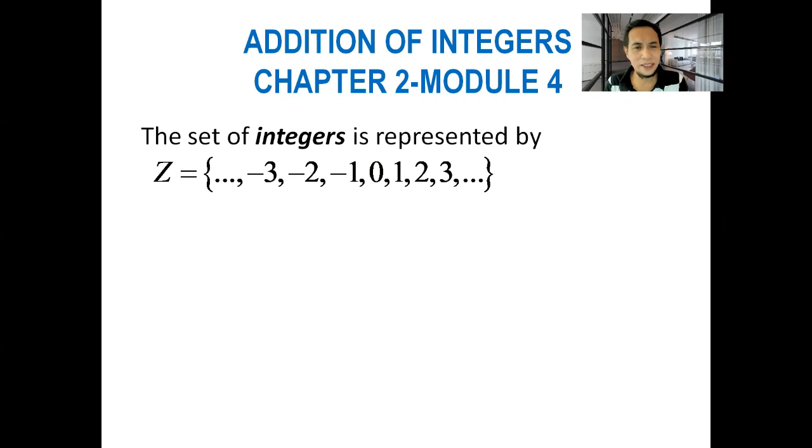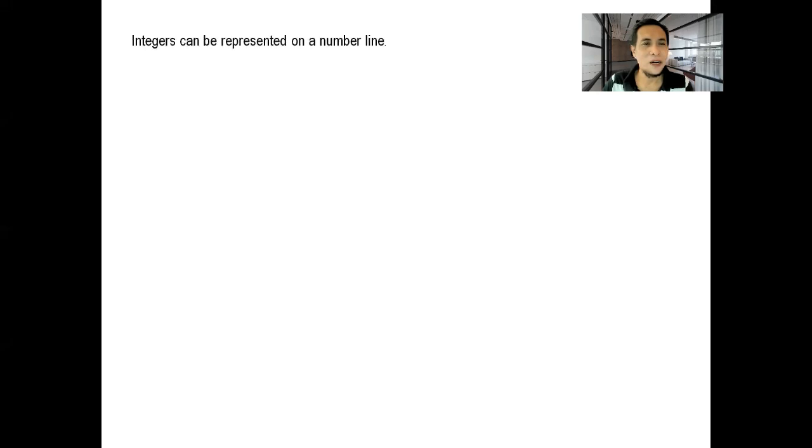It's not a decimal. Speaking of positive integers, that represents how much of something you have. For negative integers, we're talking of something which you do not have. So that's negative integers. Integers can be represented on a number line, like whole numbers, real numbers. So that's why we have the real number line.